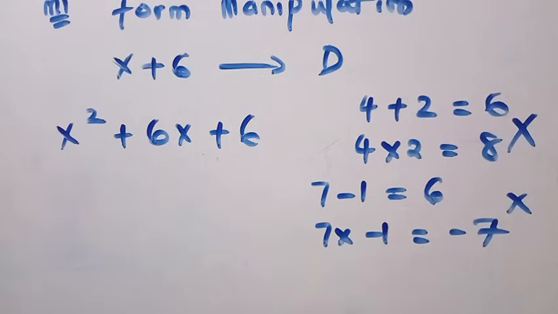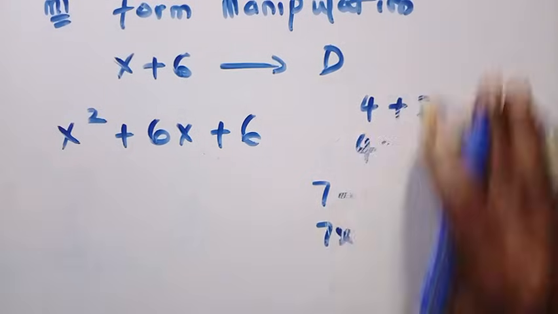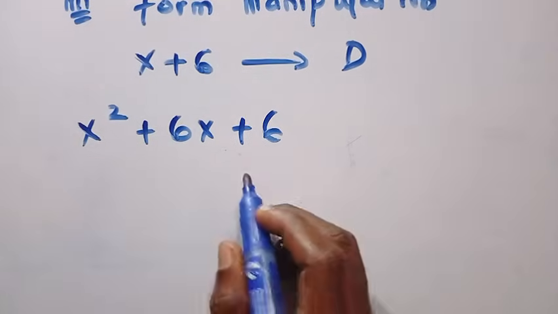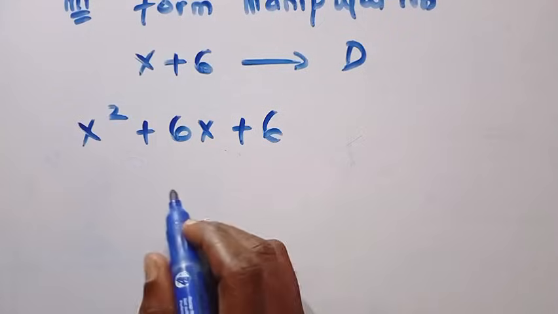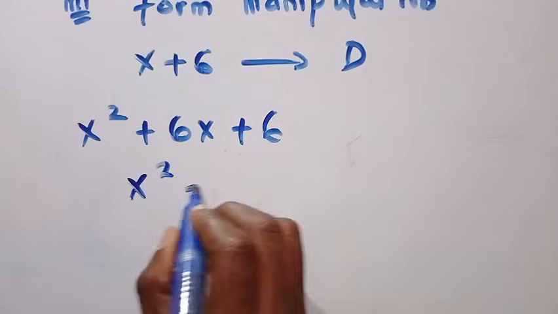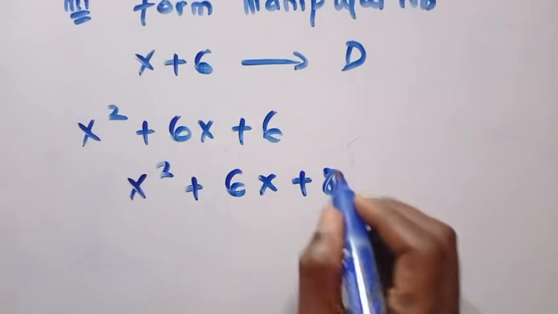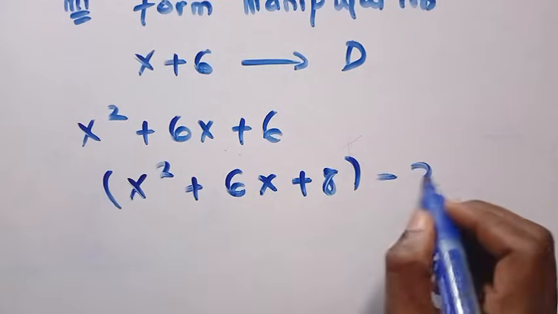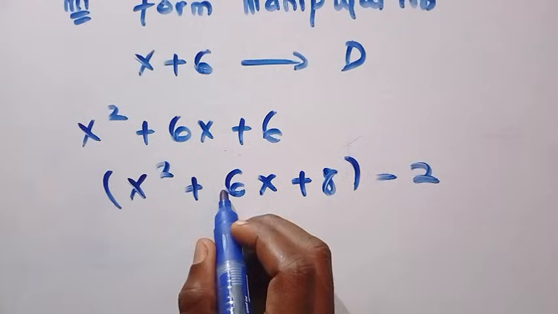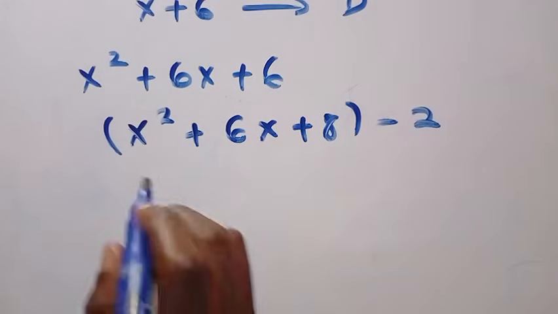And how can we manipulate this? This is very simple. We are going to rewrite 6 in terms of a number that we can take together to give us a factorizable expression for this quadratic. If you consider 8, let's say I manipulate this and call it x squared plus 6x plus 8. For us to have this, we have to subtract 2 from here, because 4 plus 2 gives us 6, and 4 times 2 equals 8. Then we are good to go.